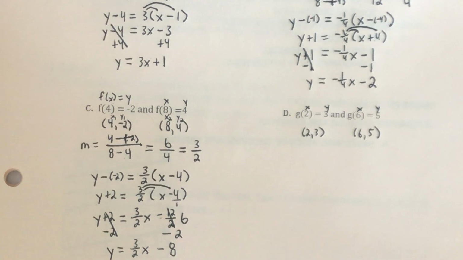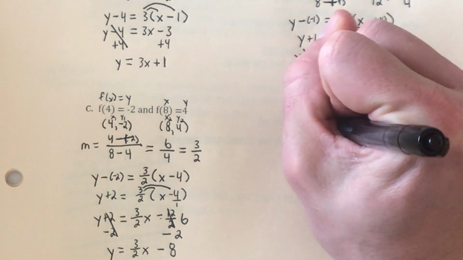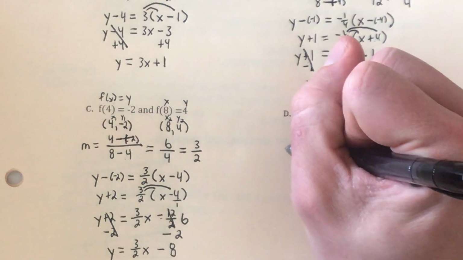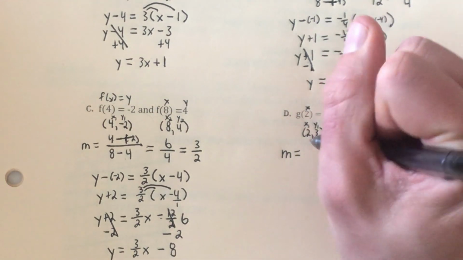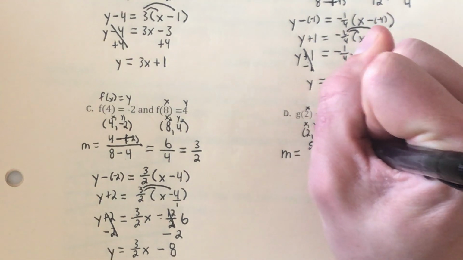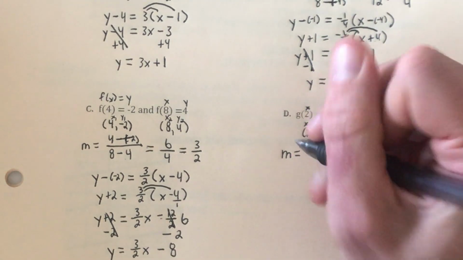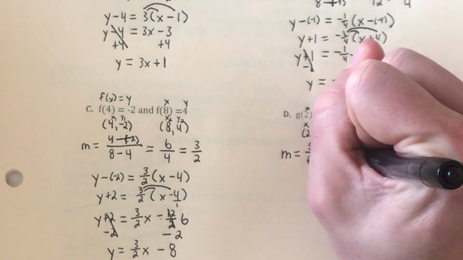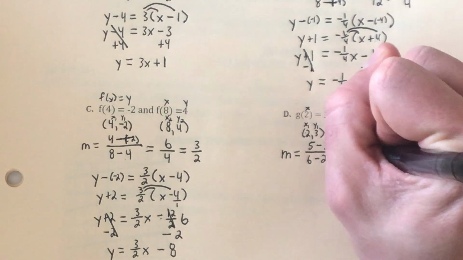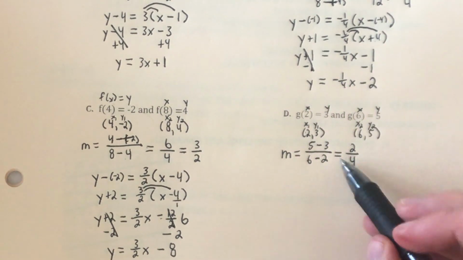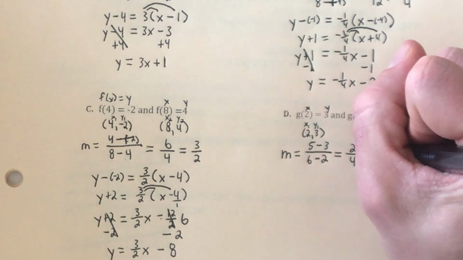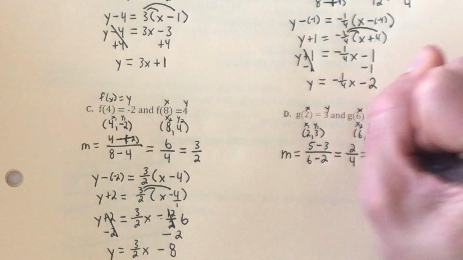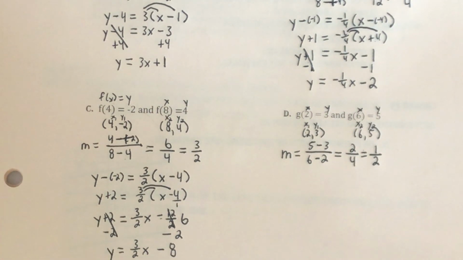Well, I've got 2 points, so that means I can use my slope formula. So label my points x1, y1, x2, y2, and then plug them into the slope formula. So m equals y2, which is 5, minus y1, which is 3, over x2, which is 6, minus x1, which is 2. And then solve it down. 5 minus 3 is 2, and 6 minus 2 is 4. 2 and 4 both have a common factor of 2, so divide them both by 2. 2 divided by 2 is 1, and 4 divided by 2 is 2. So my slope is 1/2.